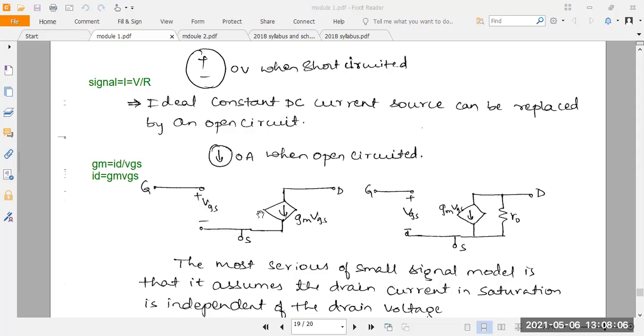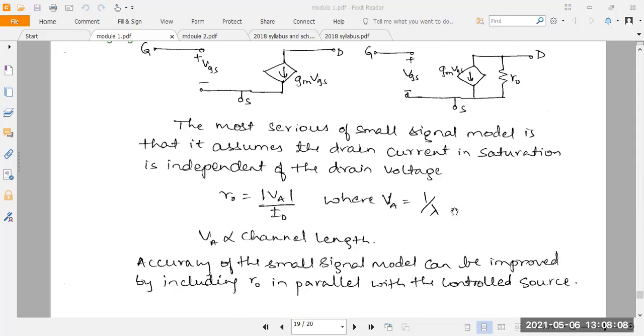There is a difference between the first figure and the second figure. See the written ro equation. This one is the channel resistance in between the drain and source. That should be equal to what? The magnitude of VA divided by ID.